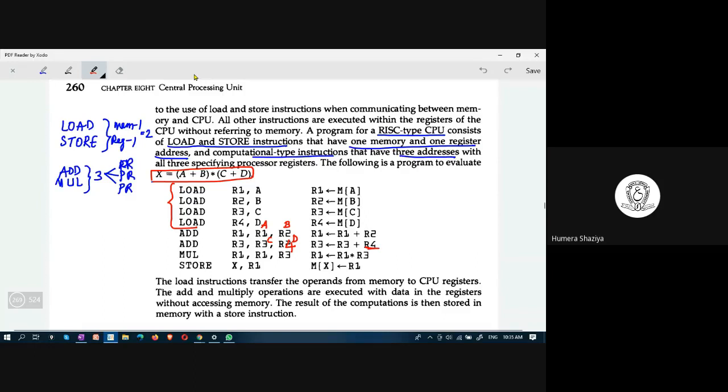Both the additions are done. What is left? Multiplication is left. Multiplication is performed on the contents of R1 and R3. R1 has got A plus B, which is R1 plus R2. R3 has got C plus D, which is R3 plus R4, that you are multiplying and storing in R1, which is equal to R1 equals R1 into R3. The result is in R1. Store operation would transfer the contents of R1 into X, which has got the result of this statement.